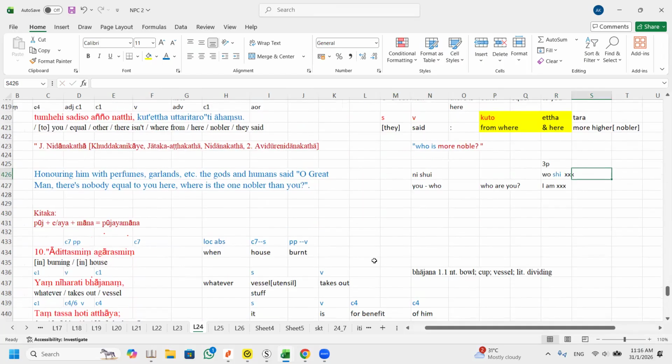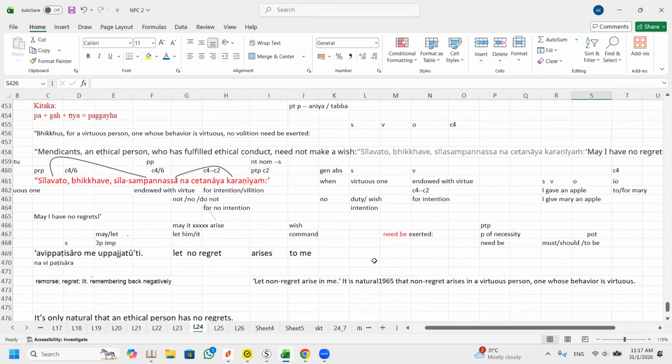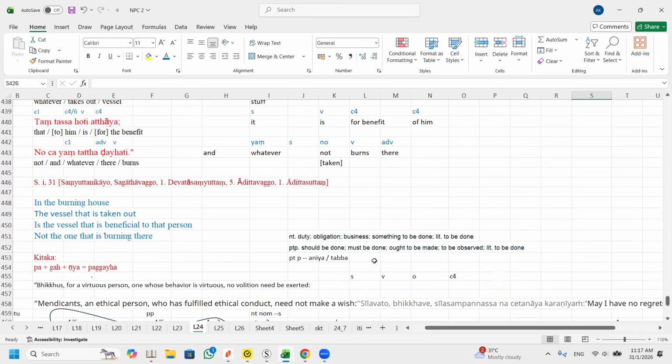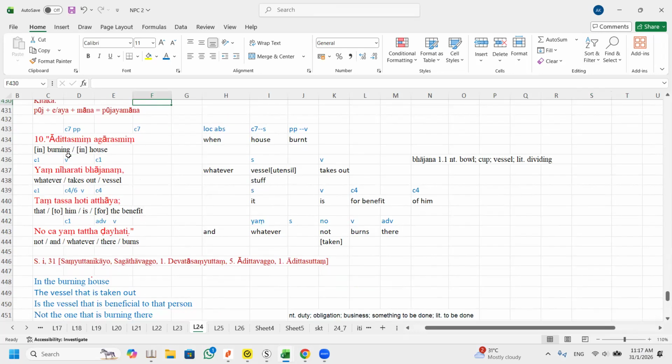All right, so I'm going to do number 10. And 10 is the last one. It's interesting if you know Mandarin. Sometimes you can see the logic within Mandarin and Pali. Sometimes they synchronize, sometimes they do not synchronize. All right, number 10.